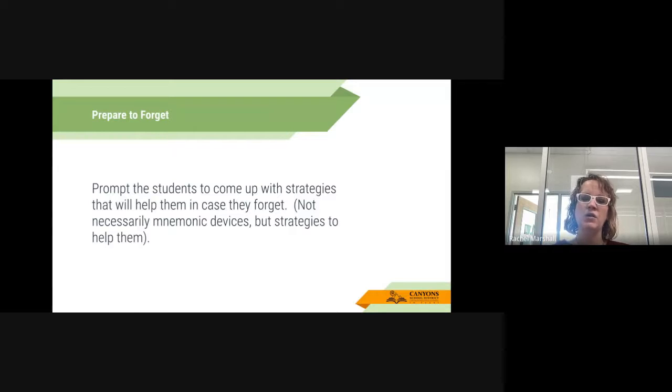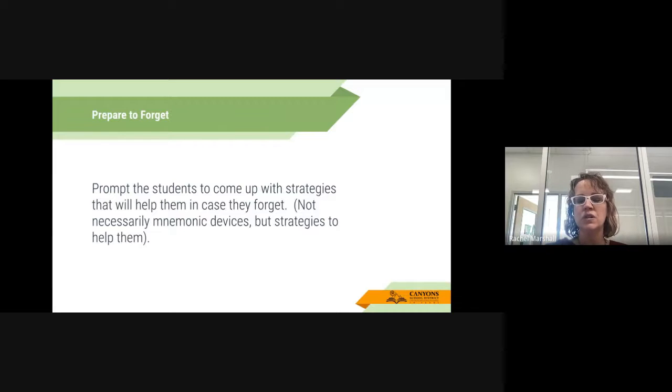This is why we really talk a lot about structured academic discussion, because when students are talking, they are the ones doing the learning. That's the big important thing: when students are talking, they are the ones doing the learning.